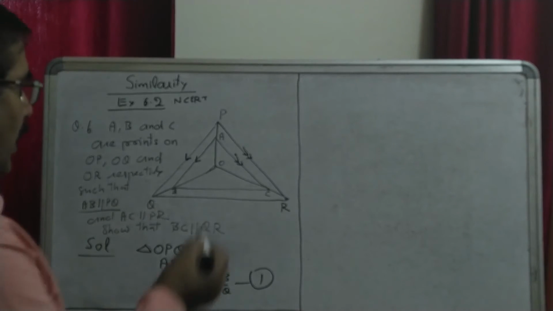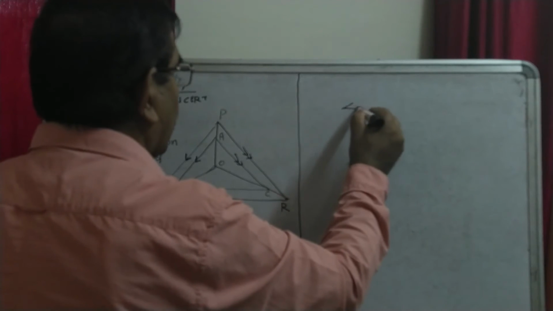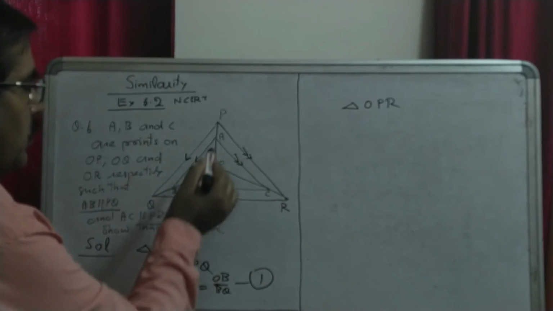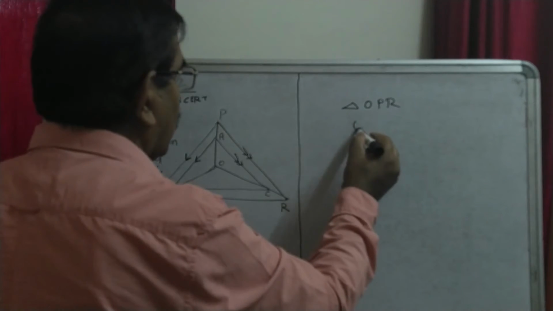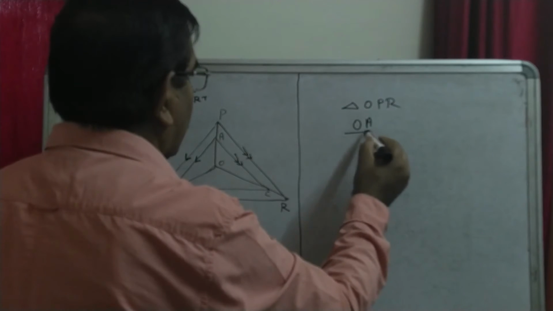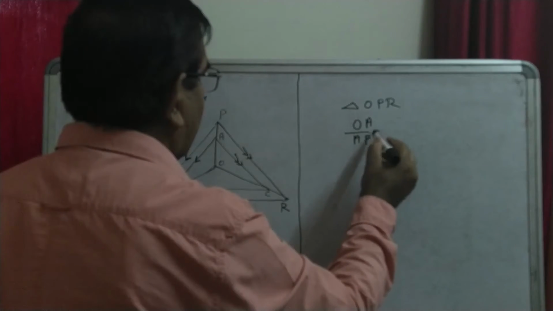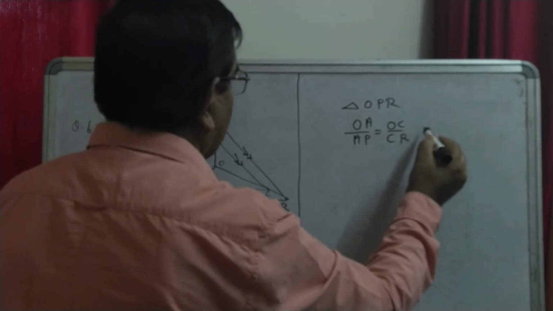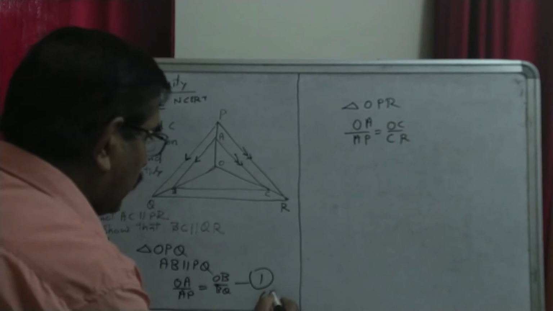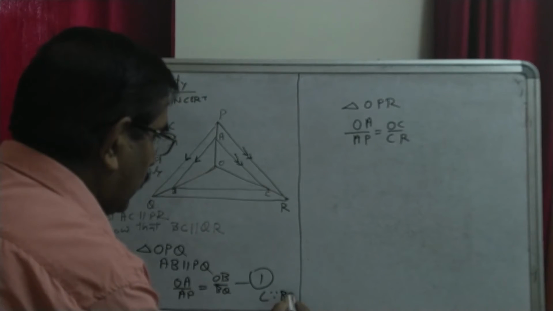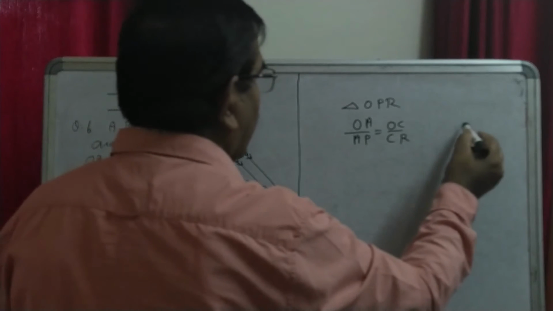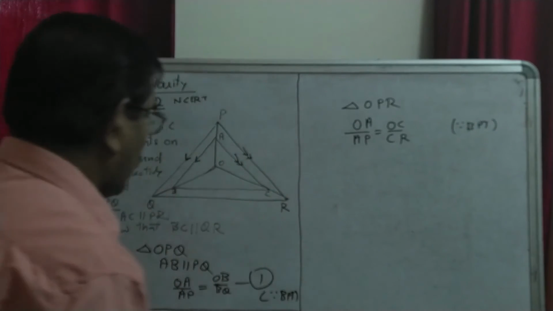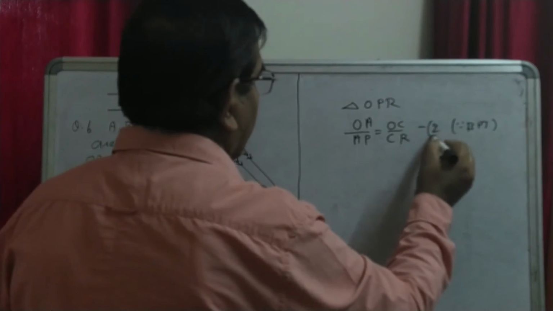Okay. Now I am taking this triangle, the triangle OPR. Now in this triangle OPR, you see here we have OA over AP is equal to OC over CR. This part again we have taken because of BPT. We have taken this result because of the basic proportionality theorem. Let it be number 2, children.